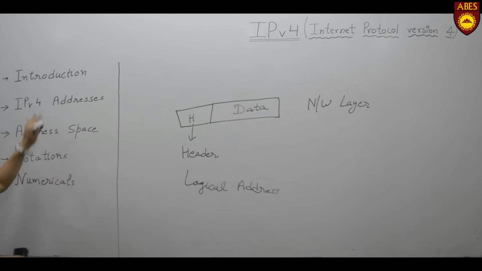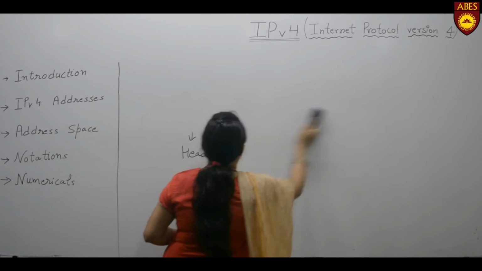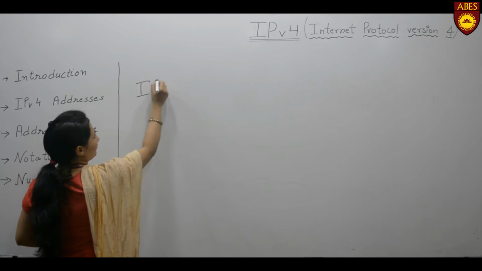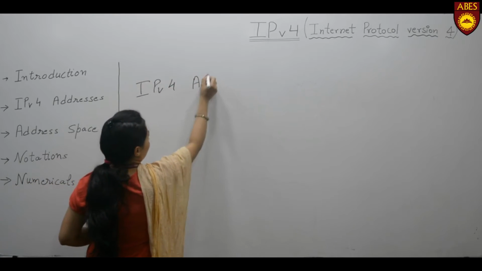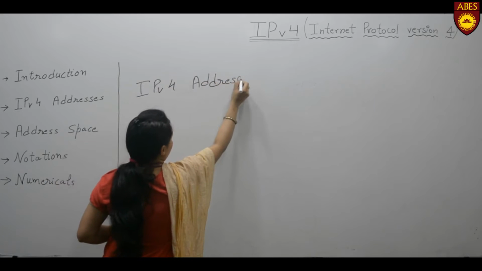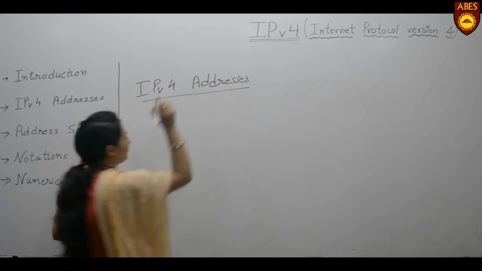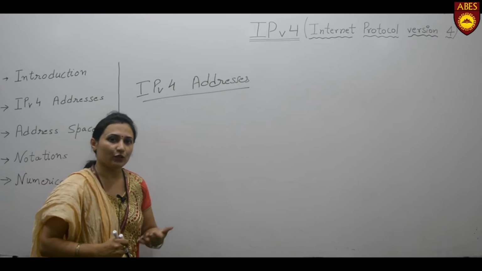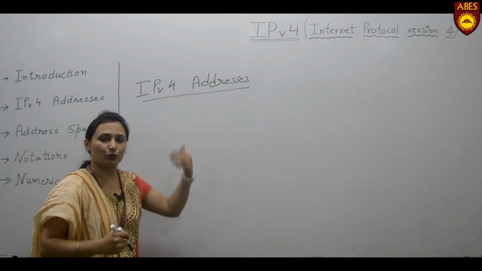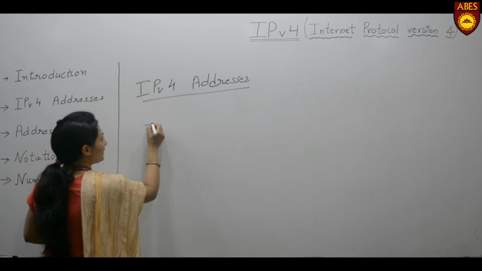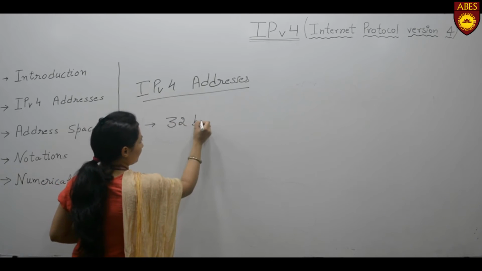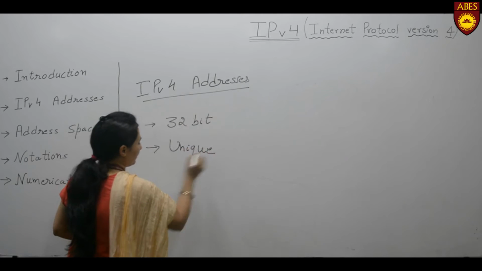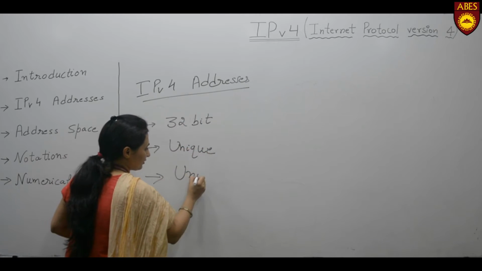Next is IPv4 addresses. IPv4 addresses are 32-bit addresses which uniquely and universally define the connection of a computer to the internet. So we can say that these are 32-bit addresses, and these are unique addresses, and these are also universal addresses.